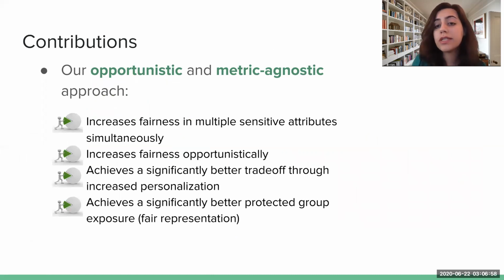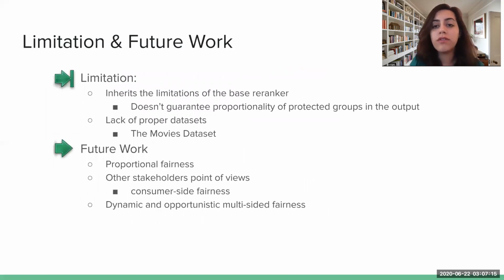So our opportunistic and metric-agnostic approach improves provider-side fairness in multiple sensitive attributes and does so opportunistically. And we showed that our method achieves a significantly better accuracy-fairness trade-off. So here we discuss the limitations and the next steps.